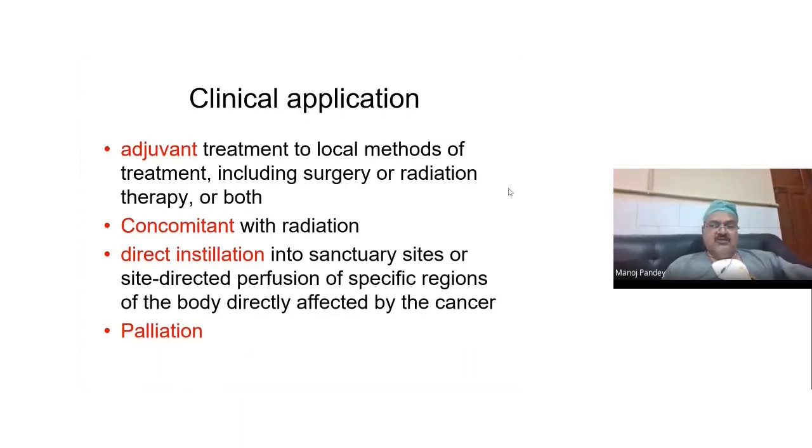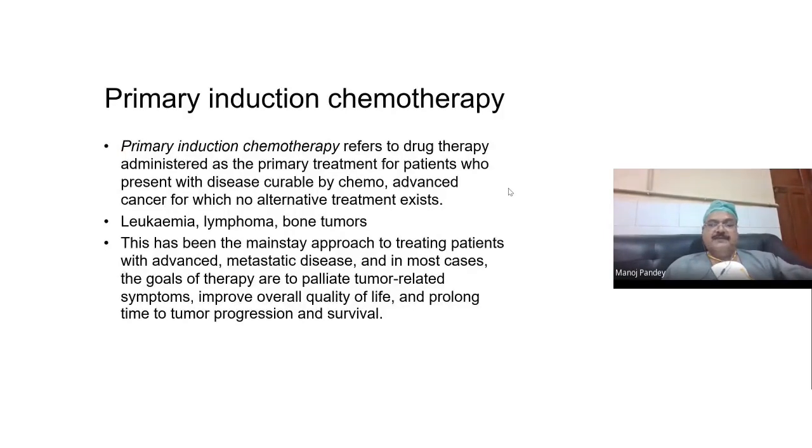There is a concomitant chemoradiation, concomitant with radiation. This is used to maximize the result of radiation therapy. The chemotherapy is given along with the radiation. A new use that is now picking up is direct installation into cavities, like you have peritoneal irrigations, IPAC, which is coming into play, and then palliation. When nothing else can be done, you can give some sort of chemotherapy to the patient.